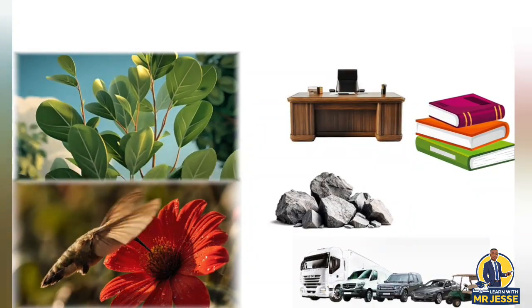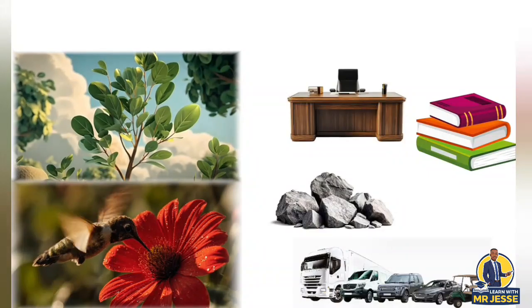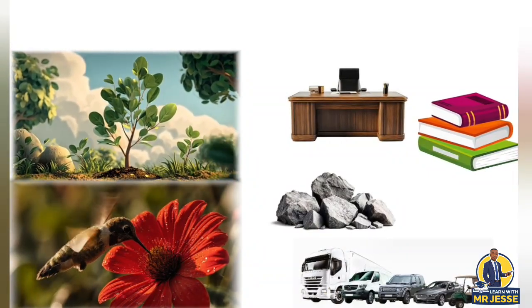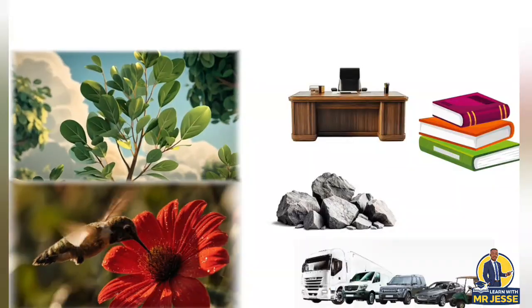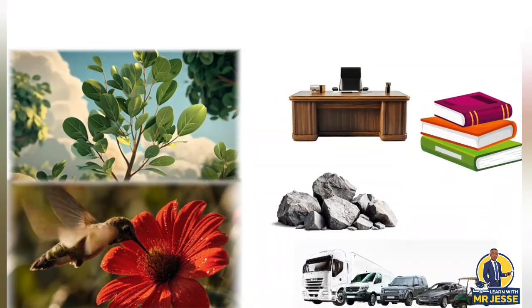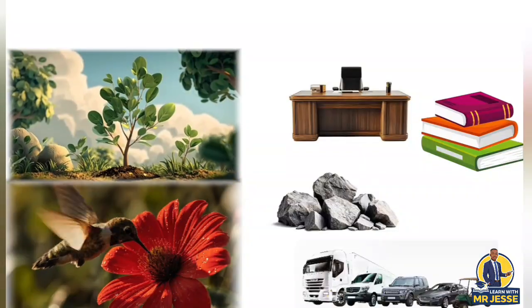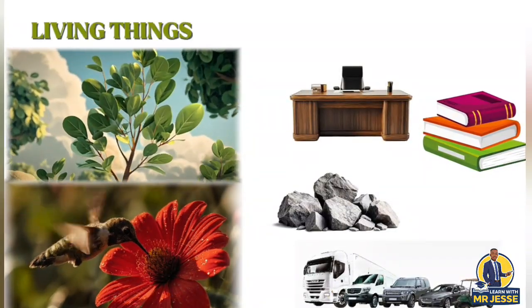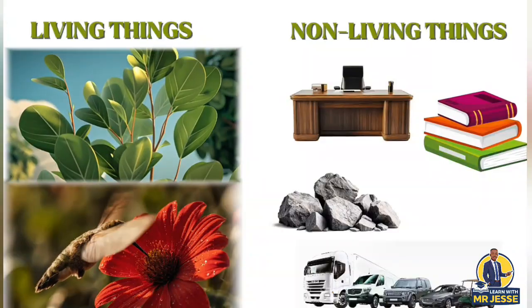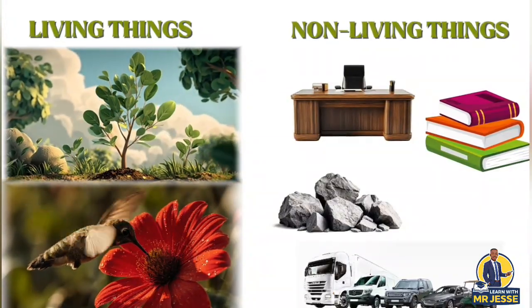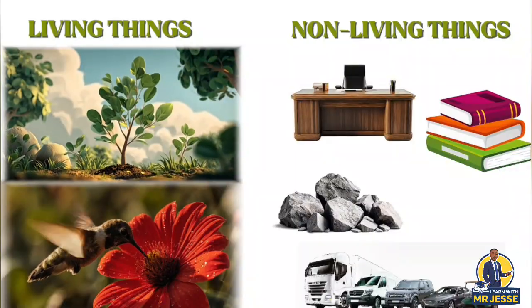Why can a bird grow, reproduce, and respond to danger, but a stone cannot? Why can a tree grow taller every year, while a chair remains exactly the same? To answer these questions, scientists classify everything in our environment into two major groups: living things and non-living things. Understanding the difference between these groups helps us understand the world around us.